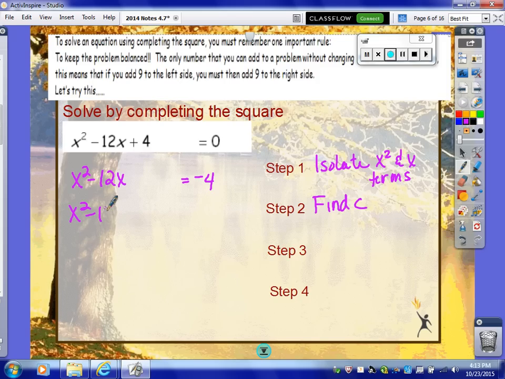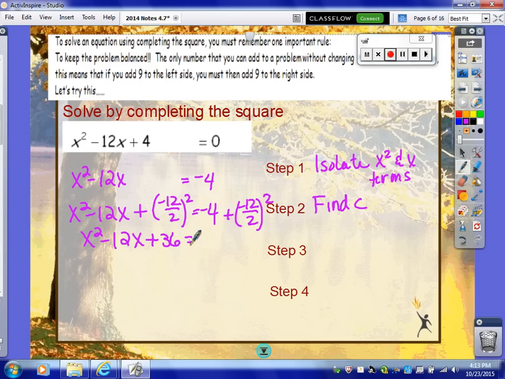So x squared minus 12x plus half of b squared. And whatever I add to the left side, I got to add to the right side. Half of b squared. All right, let's clean this up. You're going to get x squared minus 12x. Half of negative 12 is negative 6 squared is 36. So negative 4 plus 36.